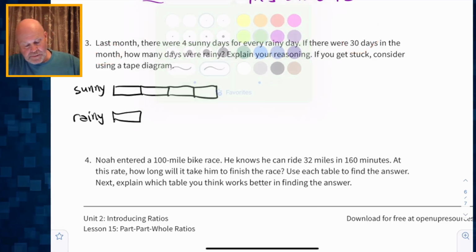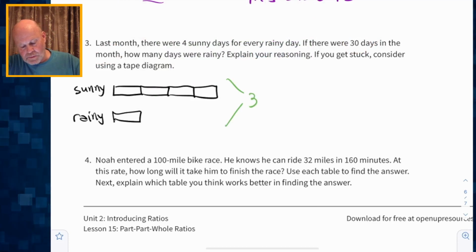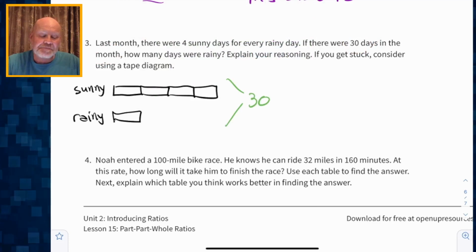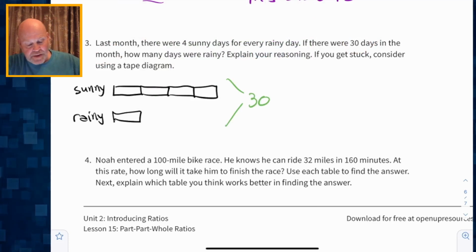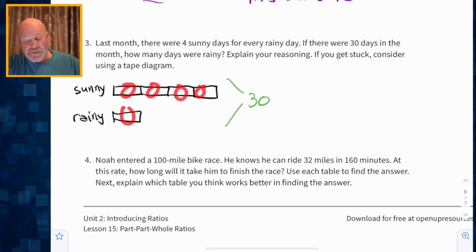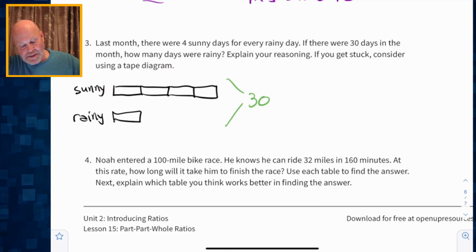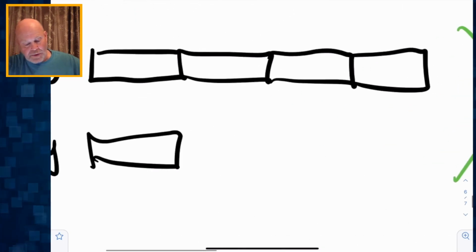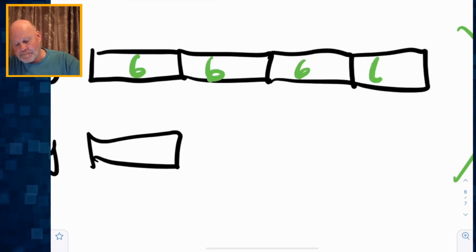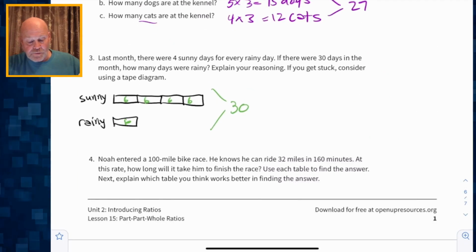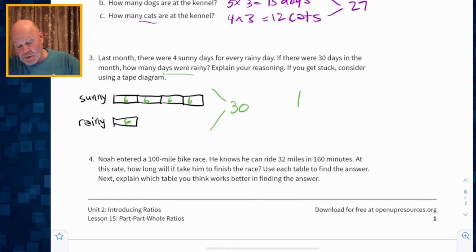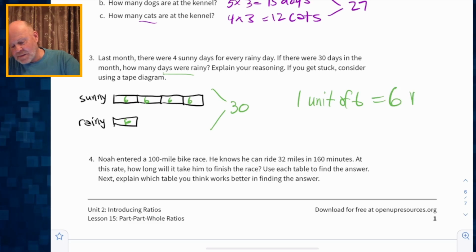So that means all of these units represent 30 days. And since we have 5 units, 1, 2, 3, 4, 5, and those 5 units have to equal 30, that means each unit represents 6. And so if we want to know how many days were rainy, well, 1 unit of 6 is 6 rainy days.